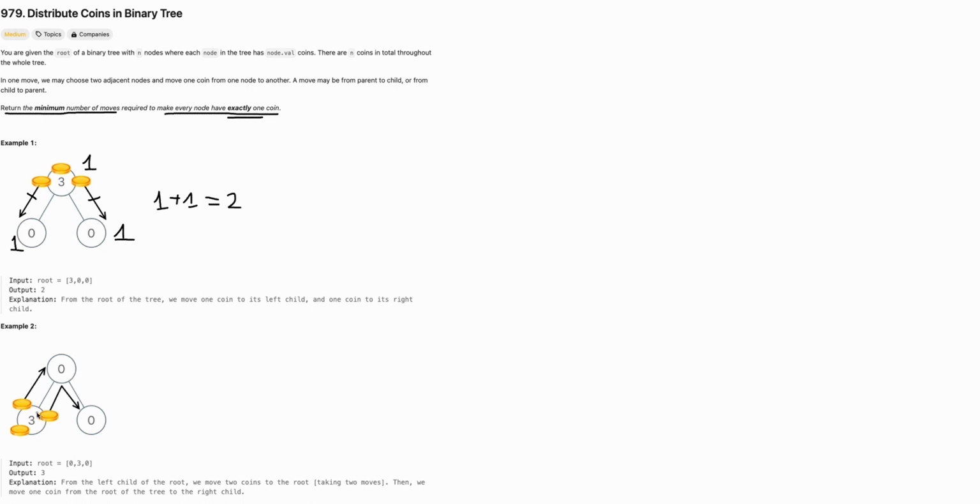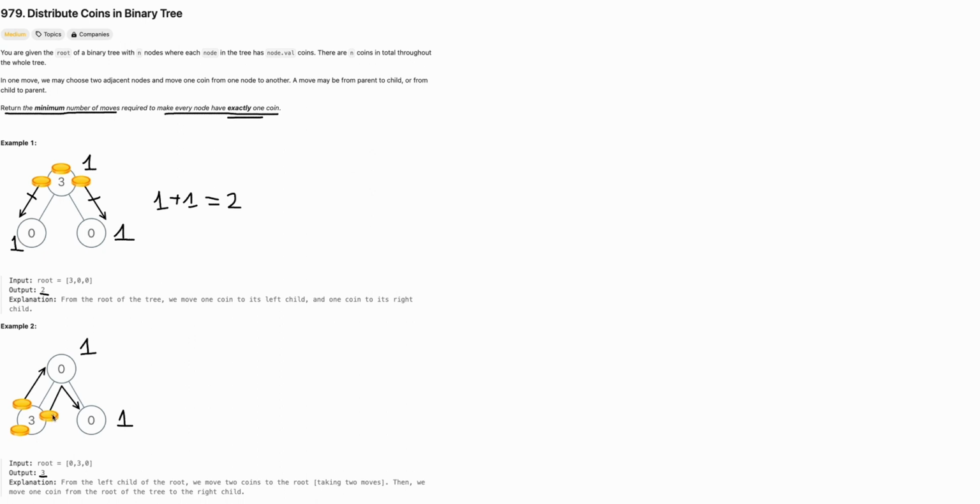So here we have 3 coins in the left child node, and here we will distribute 1 coin to the parent and another coin to his sibling, the right child node, that is 1, right? However, this is not like the first example. Here we have the result 2, but here we have the result 3.